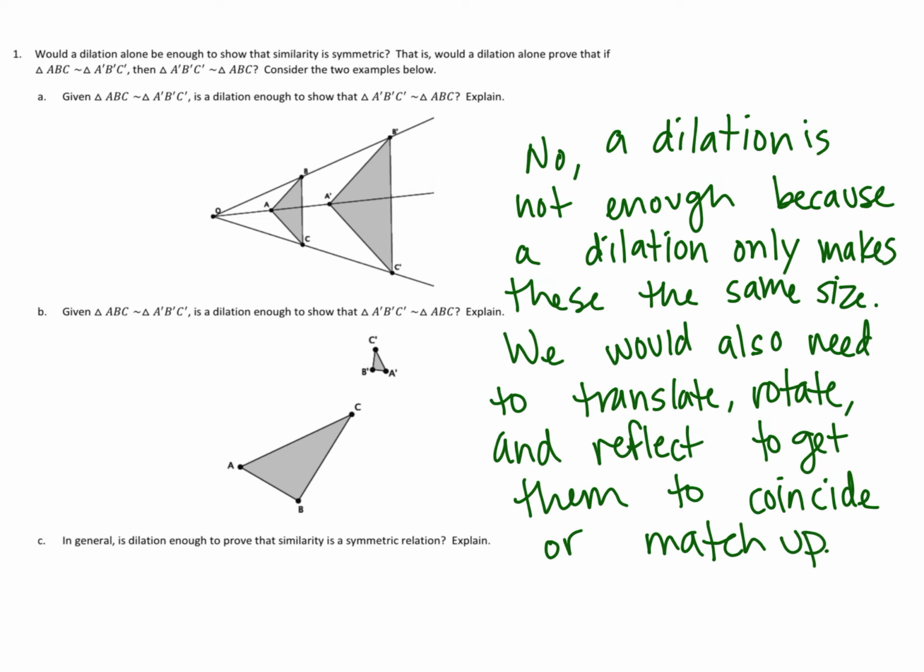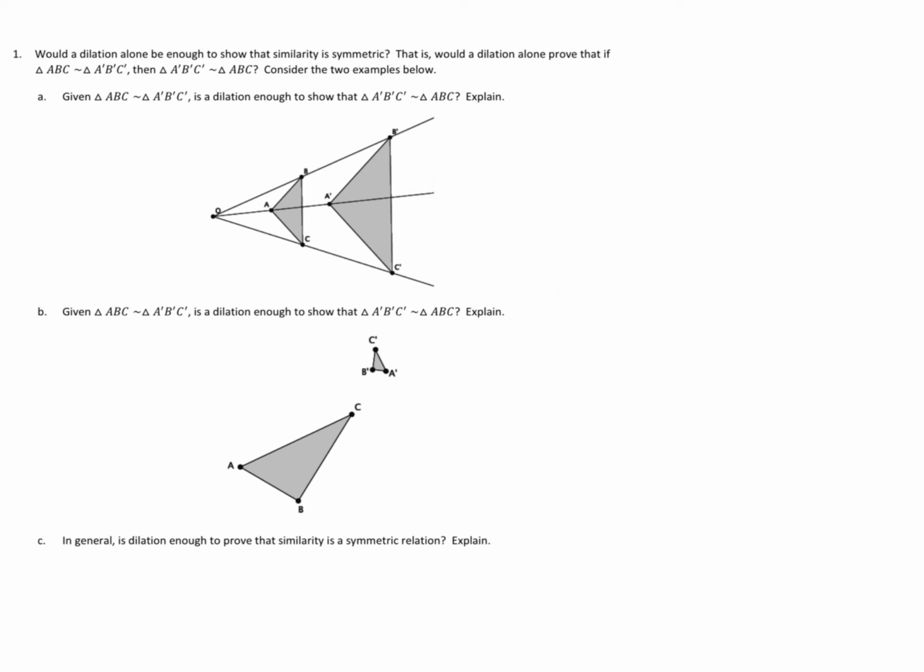Then part C asks, in general, is a dilation enough to prove similarity is a symmetric relation? And then we have to explain. Based on A and B, a dilation was only enough in the first case, but it wasn't enough in the second one. So in general, is it enough? Not in general. So no, in general, a dilation isn't enough.